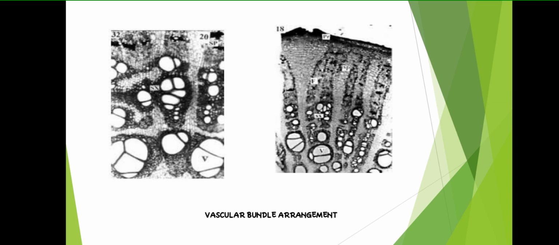This is a diagram of the vascular bundle arrangement. In this we can see small vascular bundles in between two large vascular bundles, and we can also see the arrangement of vascular bundles, that is collateral in the middle and the upper part, while radial in the basal part.